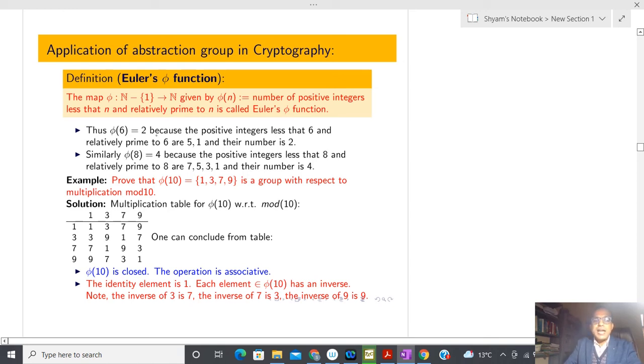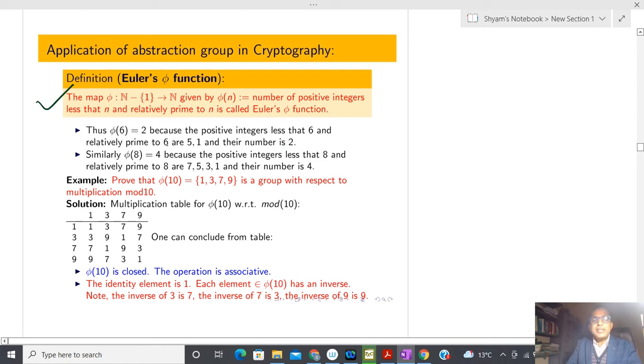It means that if I have some number 6, then phi of 6, whatever definition I have, will give us 2. And why will that give us 2? Because if you look at 6, the numbers relatively prime to it are 1 and 5, and their count is just 2. You are all already well aware of the meaning of a prime number.